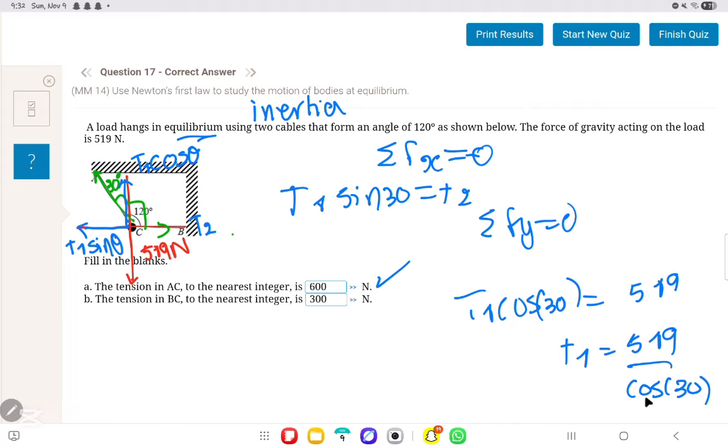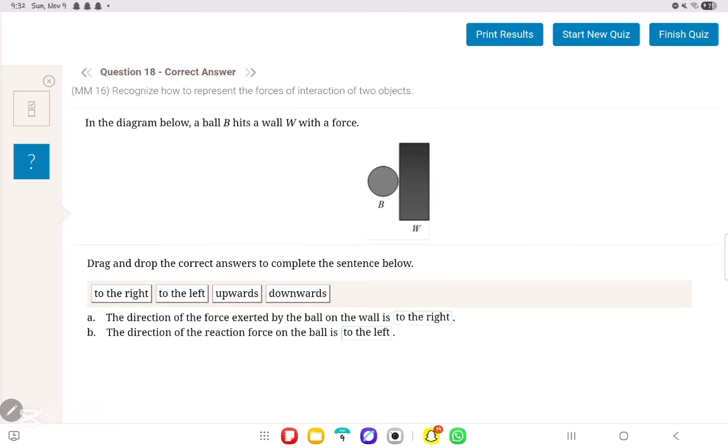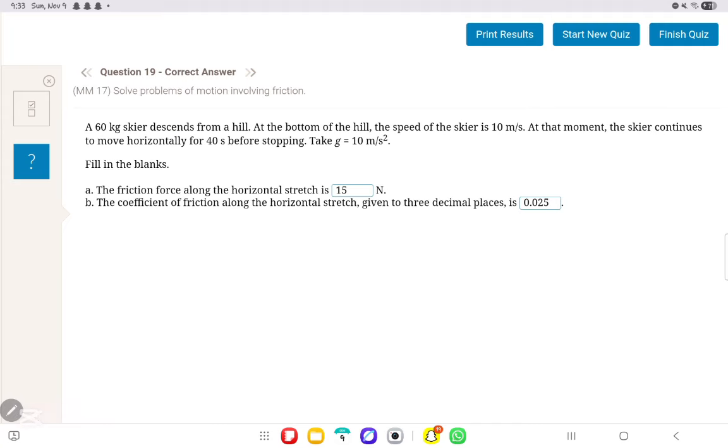And then the tension in BC is tension 2. We know that T2 is T1, which is 600, times sine 30, which is 300 newtons. We'll move on to question number 18. This is very easy. The ball exerts a force on the wall to the right. The wall exerts a force on the ball to the left. This is easy. We move on to question number 19.